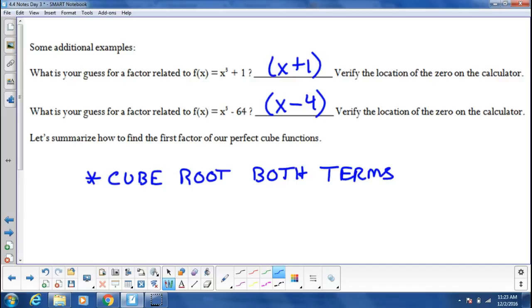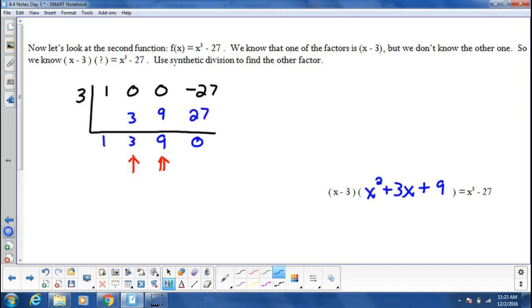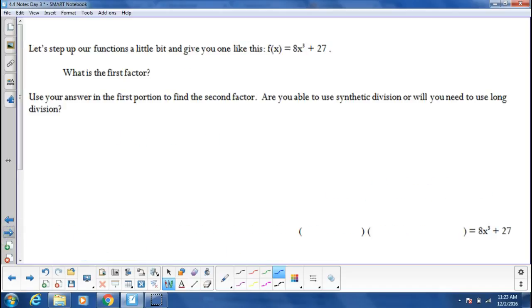Okay? So, fast forward now to 8x cubed plus 27. So 2x plus 3 is going to be my first factor, I should say. Now, can I synthetically divide 2x plus 3 into 8x cubed plus 27? No. So what's the only other way that I can do it? Long division. Long divide that out.